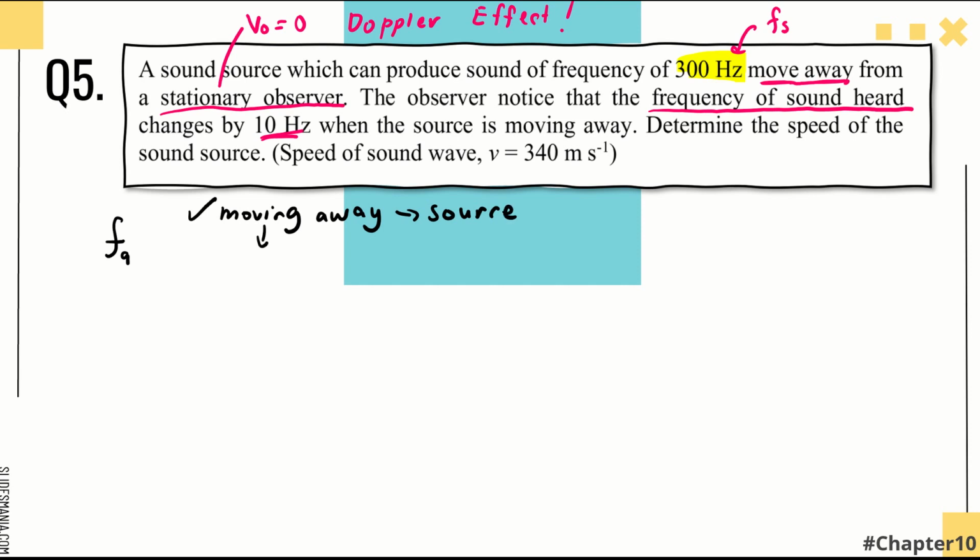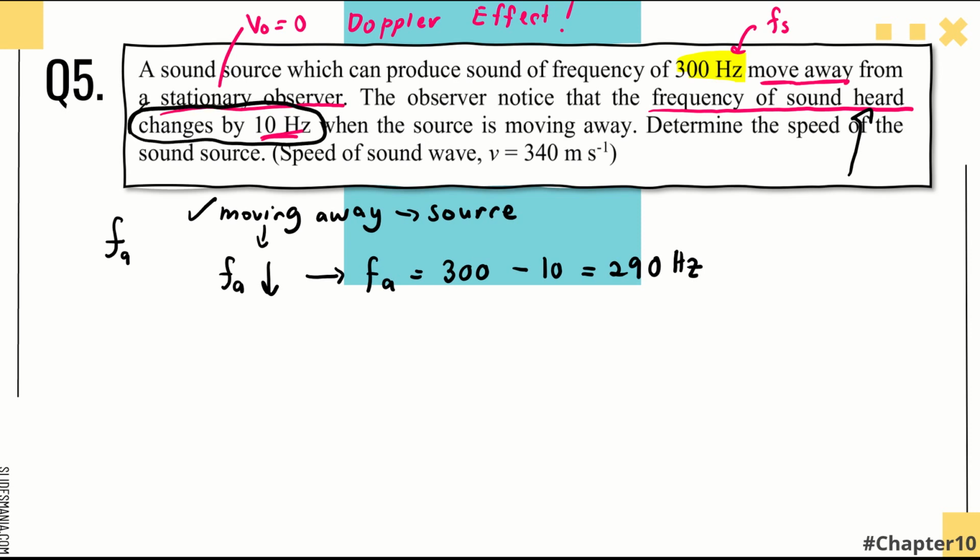Basically, when this is the case of moving away, our apparent frequency is low compared to the frequency of the source, meaning that you need to calculate FA that is equal to 300 minus 10 hertz, that is 290 hertz. So this is the frequency of the sound heard, because it changes by 10 hertz.